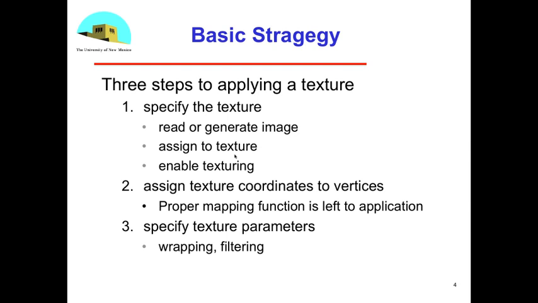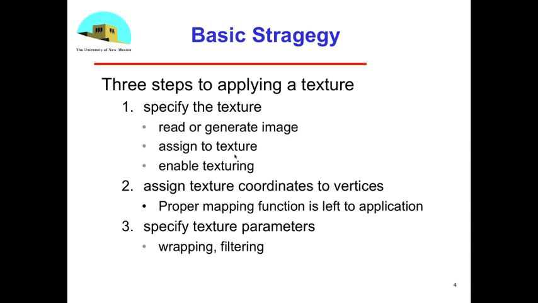The second part is assigning texture coordinates to the vertices. We're going to look at texture coordinates as being another attribute, just as color could be assigned to a vertex and normal could be assigned to a vertex. We're now additionally saying we can look at it as another vertex attribute and assign texture coordinates. And that's what's going to get us around the problem of not knowing these mappings analytically.